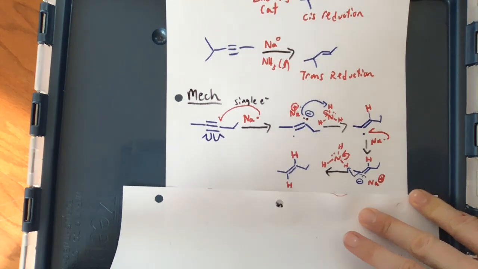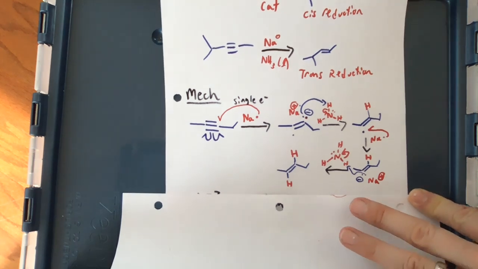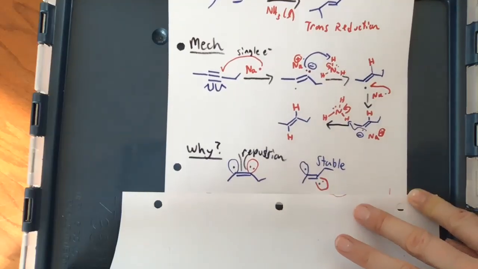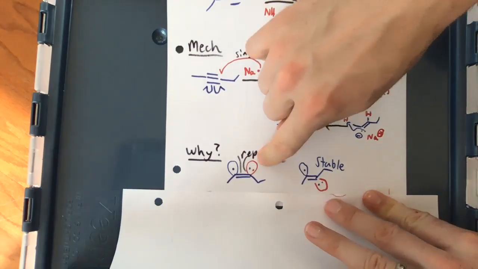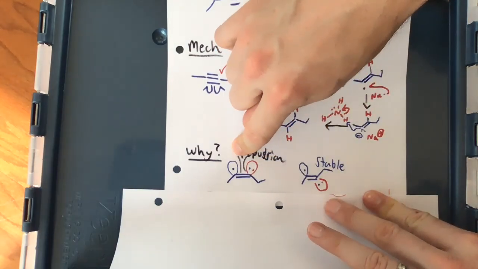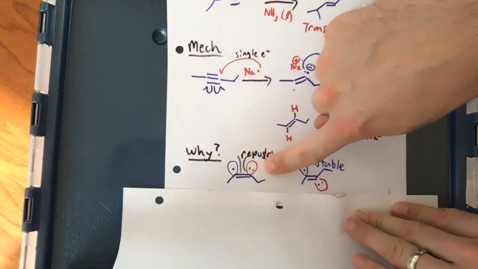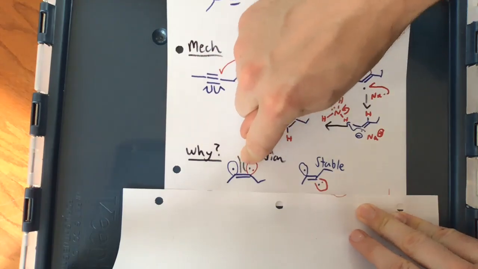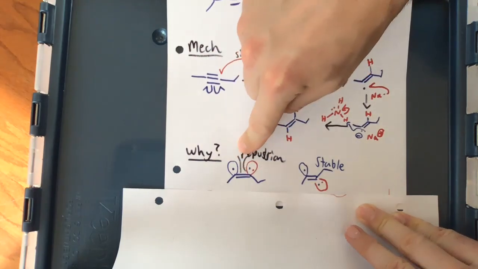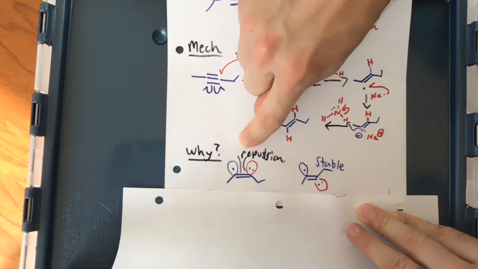And the question you may have is, why does this happen selectively in the trans stereoisomer? And the answer is because if you have the cis isomer of the anion radical, in that case, you would have both the anion electron cloud and the radical electron cloud on the same face of the alkene. And there would be a lot of electron repulsion here. This would not be a very happy molecule.